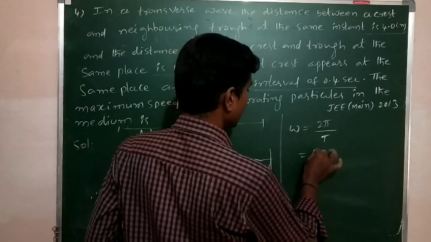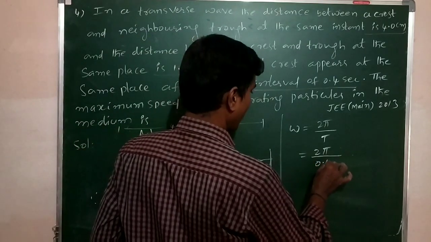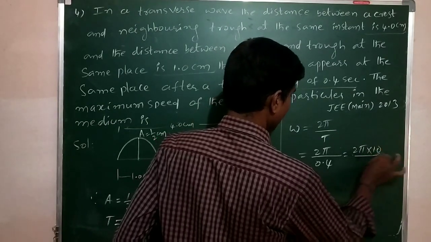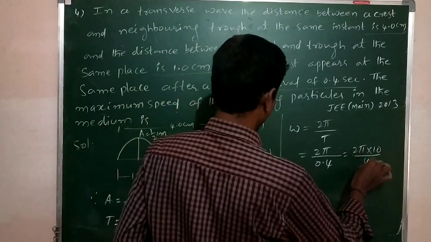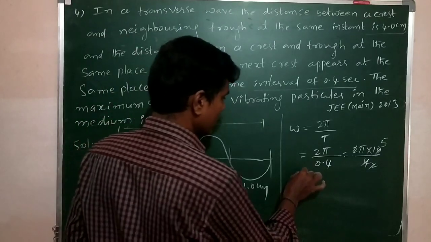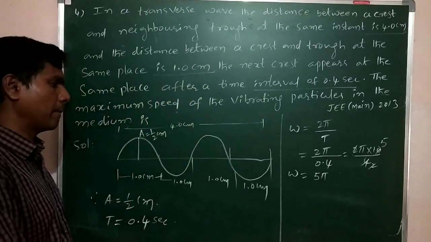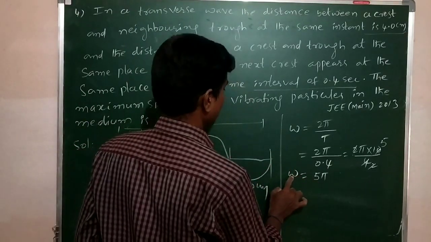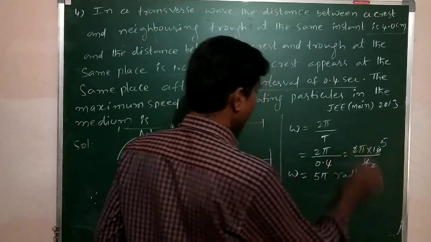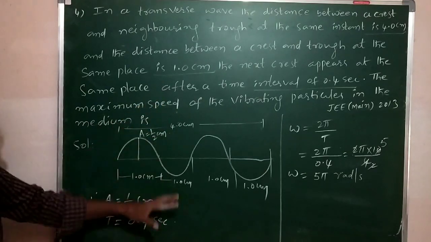T is the time interval, 2 pi by capital T. What is the T value? 0.4 is given. That is equal to 2 pi into 10 by 4. So here 2 2's are 4, 2 5's are 10. Right? Now finally 5 pi. Omega value is 5 pi, which means the angular velocity is 5 pi radians per second. Now, what do we have to calculate in the problem actually?